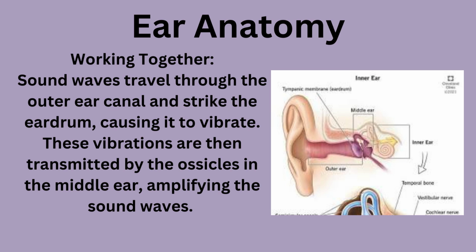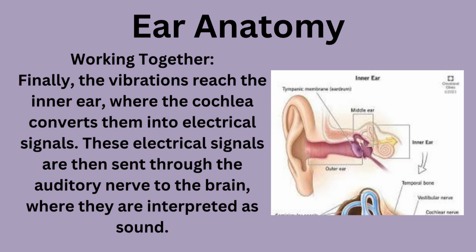Working together, sound waves travel through the outer ear canal and strike the eardrum, causing it to vibrate. These vibrations are then transmitted by the ossicles in the middle ear, amplifying the sound waves. Finally, the vibrations reach the inner ear, where the cochlea converts them into electrical signals. These electrical signals are then sent through the auditory nerve to the brain, where they are interpreted as sound.